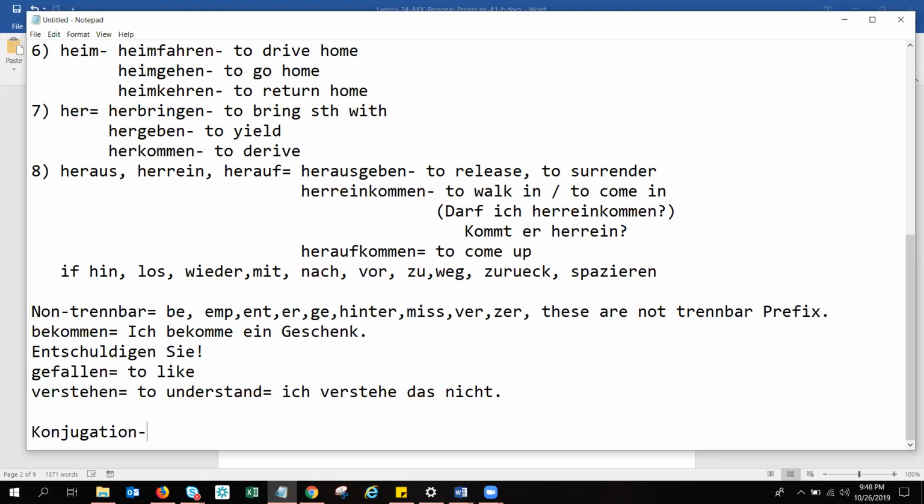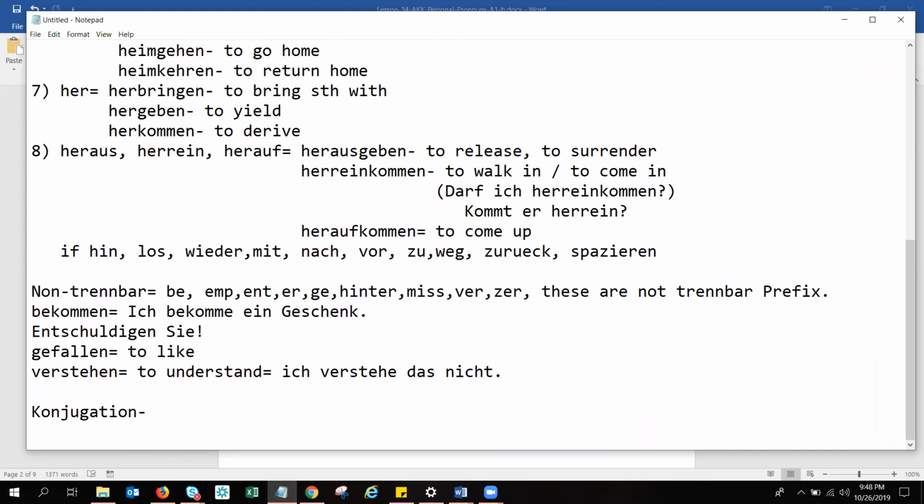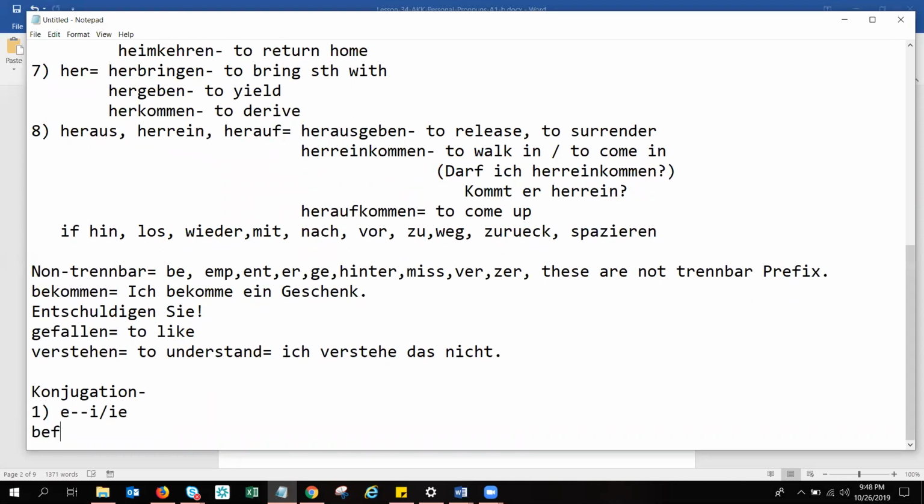And these changes are only happening in du and er/sie/es. Okay, so for example, the first category is if the verb is turning from e to ie, or e becoming i or ie in the verb, but only with du and er/sie/es. This you have in the verb conjugation notes, so you can check there. So there are a few verbs. For example, I'm writing the verb and the meaning. The first verb is befehlen. Befehlen means to order or to command.